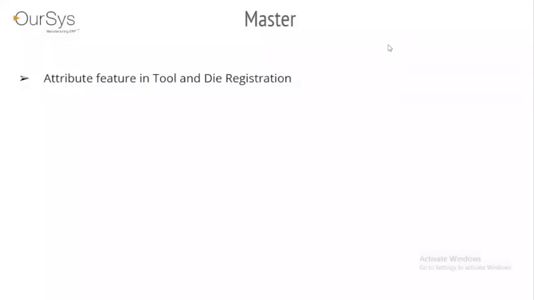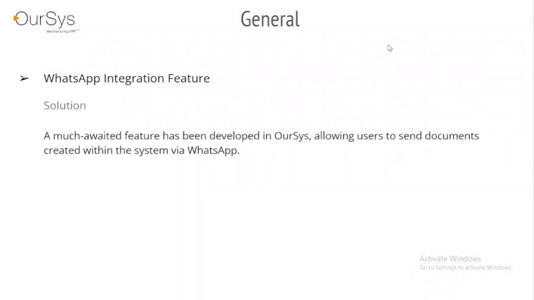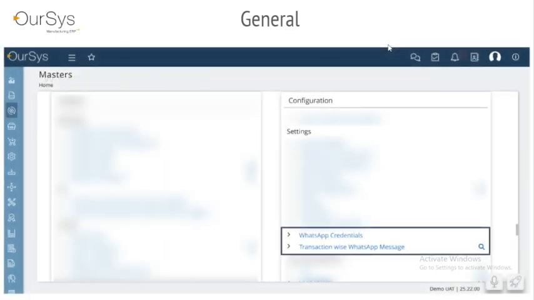Moving to the next module, that is the masters. We have introduced the tool attribute master. With the tool attribute master, you can define custom fields that appear in the tool masters, ensuring that required information is captured. These fields can be tailored to a specific input type such as drop down, text form, date form, and more, providing flexibility and precision in data collection.